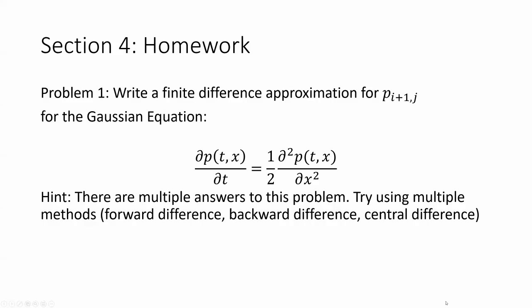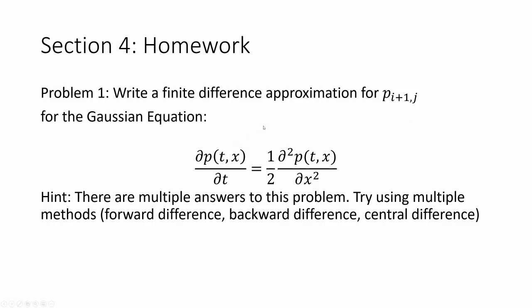All right, so in this video, I'll be talking about problem number 1 on the homework. The given problem is: write a finite difference approximation for p sub i plus 1 comma j for the given Gaussian equation. Now here we have a function p of t comma x.